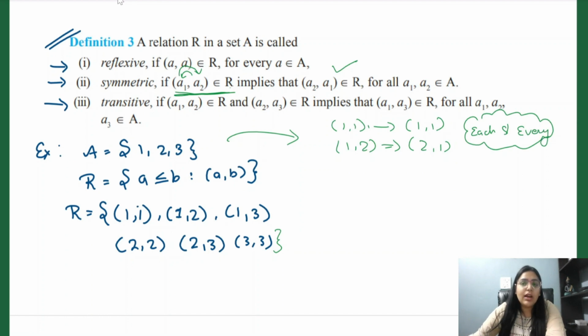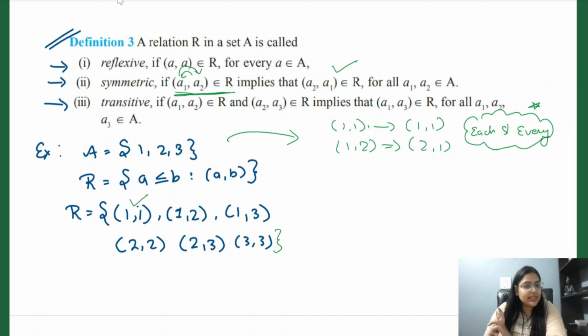Okay, so I will later on tell why I am emphasizing this much on this. For each and every element, its opposite should also belong to the relation. Then we say it's symmetric. Okay, let's look at the relation one by one.